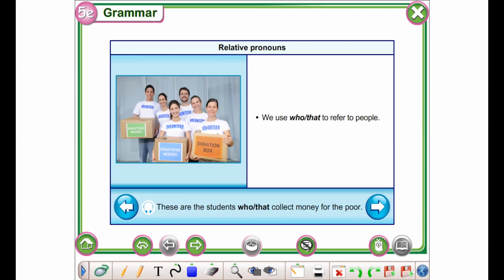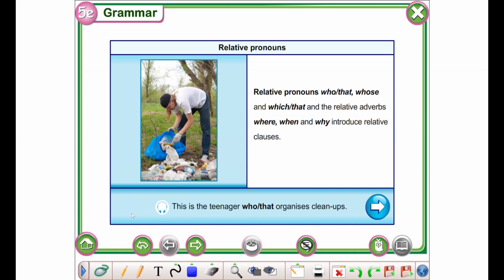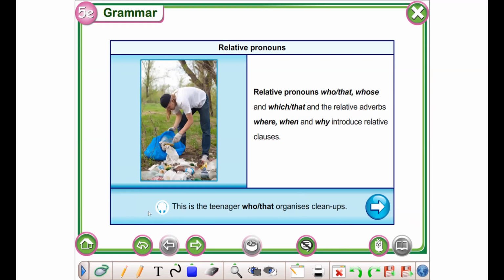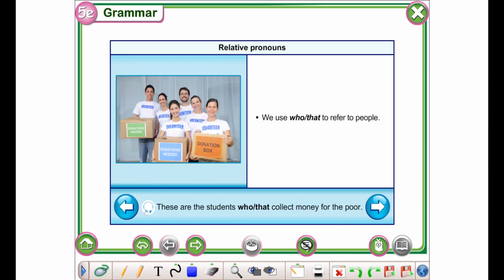Listen to this one. This is the teenager who organizes cleanups. This is the teenager that organizes cleanups. Okay. And the next one is again here. Listen to this one. These are the students who collect money for the poor. These are the students that collect money for the poor.